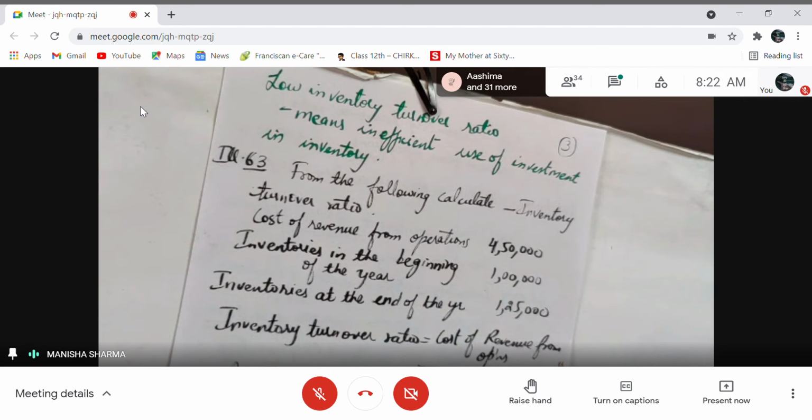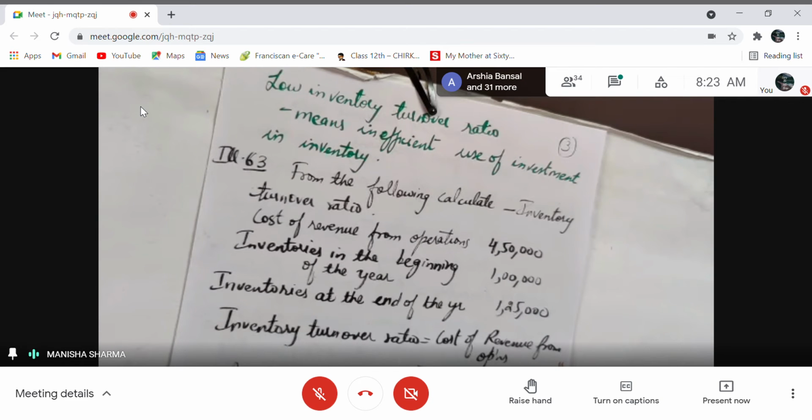Less means that less investment has been done in inventory, and high, I've already told you, too high means a lot of investment has been done in inventory. If a lot of investment has been done in inventory, it means we will have less working capital, shortage of working capital or shortage of cash with the company, right?